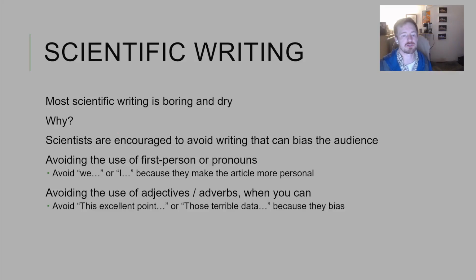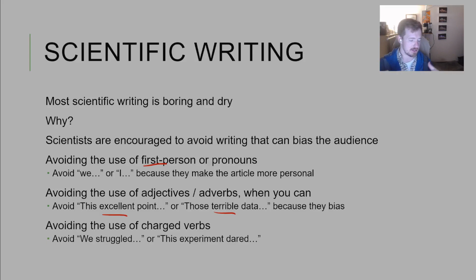So for that reason, we try to reduce first-person references, but we also try to reduce things like adjectives. So talking about these compelling data or these terrible data or this great method, because those things introduce bias. They are intentionally persuasive, so we try to avoid using those. And the same goes for using charged verbs.